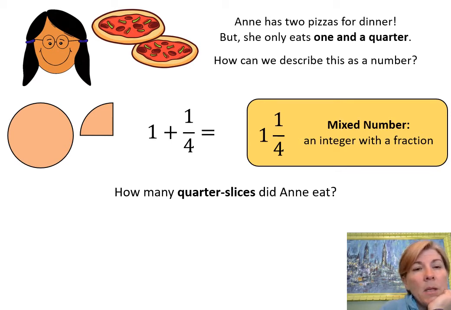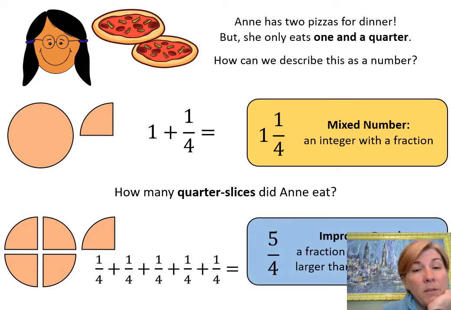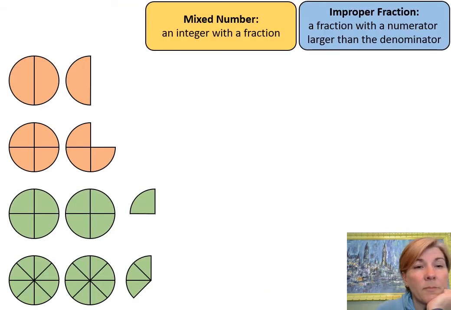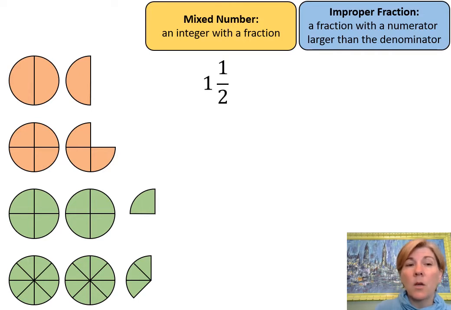Well, right away we know our whole pizza is going to have 4 pieces in it. So that's going to be 4 plus 1 more, which ends up being 5 quarters, which is our improper fraction. So in this first example here, we have 1 whole and a half, which we can talk about in terms of half pieces, which would be a total of 3.